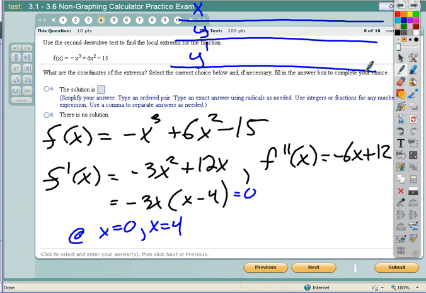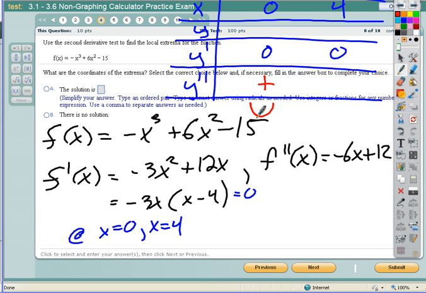Okay. In my table, I get critical numbers at 0 and 4 of the first derivative. What's the sign of the second derivative there? Because that's the second derivative test. At x equals 0, the second derivative is positive or negative? Positive. I'm going to get 0 plus 12. So that's positive. So therefore, that is a relative minimum, right? At x equals 4, I'm going to get negative. Whoops, negative.